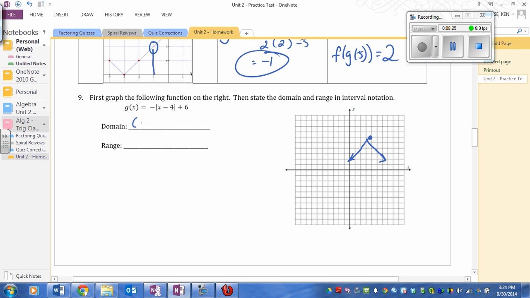So the domain is negative infinity to positive infinity. And the range starts down here and goes up, right? So that's from negative infinity to, and the tallest it goes is 6, and a bracket because it can equal 6.